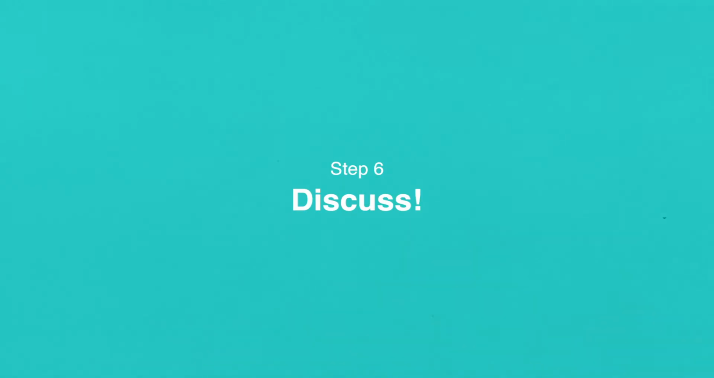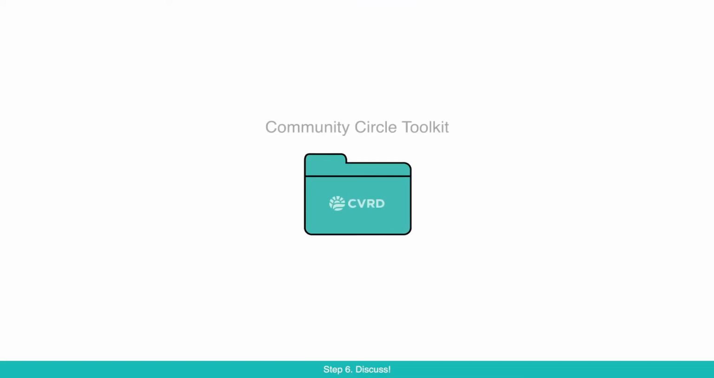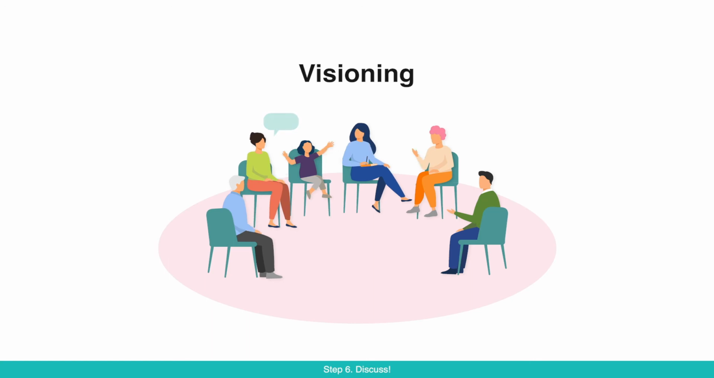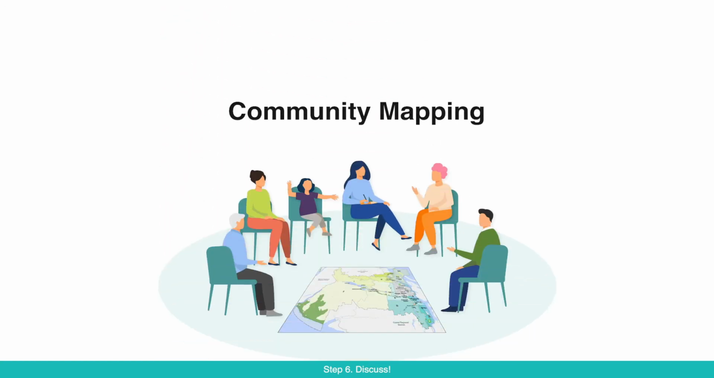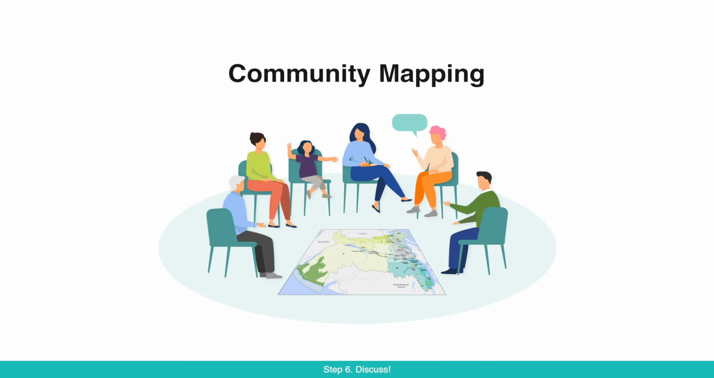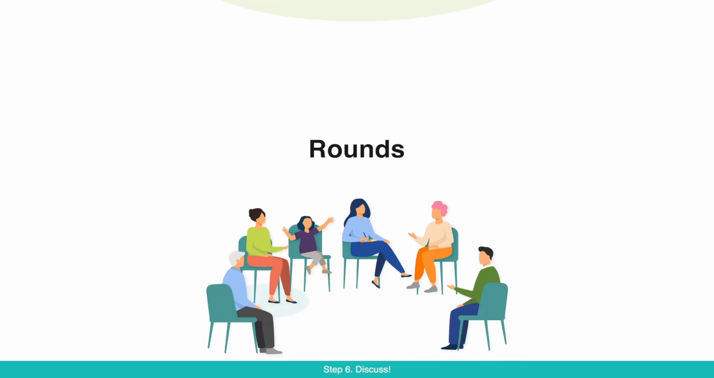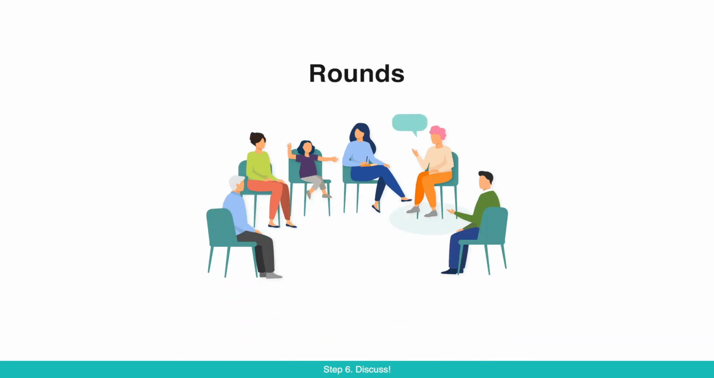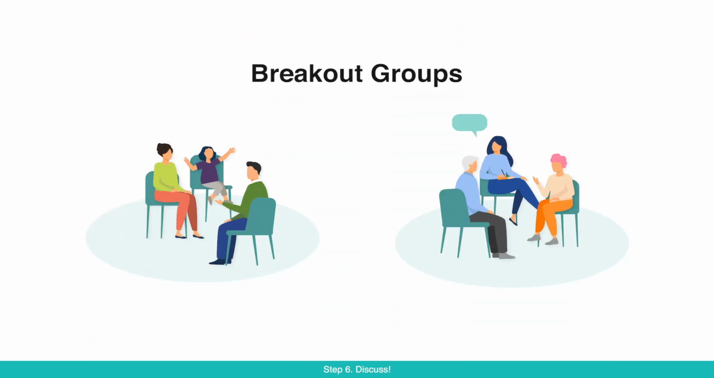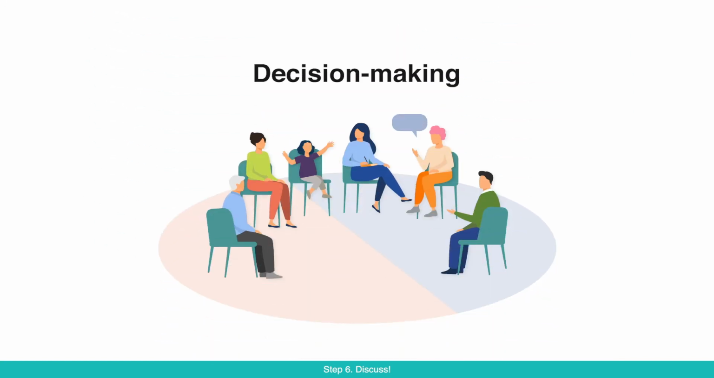Step 6. Discuss. Your toolkit includes some techniques that can help guide your conversation. As a group, here are some things you can try. Create a common vision around the goal you've chosen to discuss and clarify the values you share. Discuss specific issues and opportunities using a map. Brainstorm freely towards ideas and solutions. Take turns talking about the issue around the table. Create smaller breakout groups that report back to the larger group for more in-depth discussions. Or try reaching a consensus on issues where there are multiple perspectives and choices.